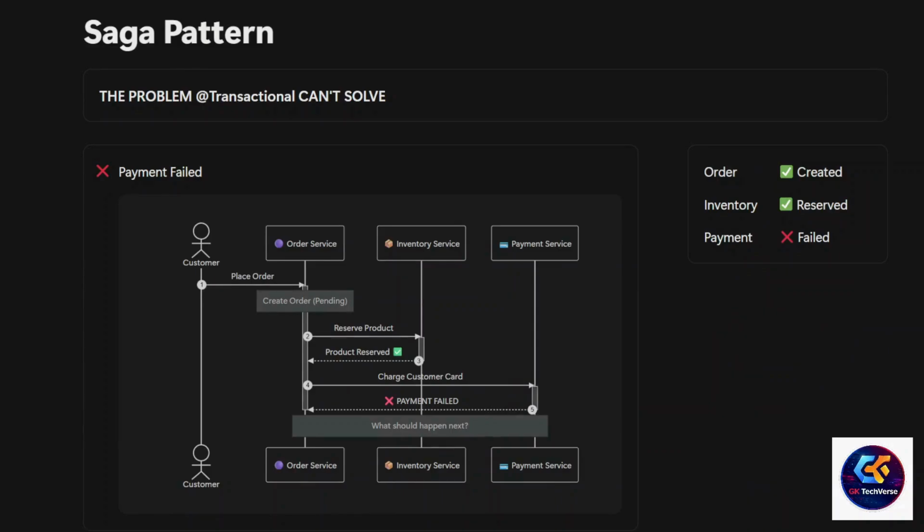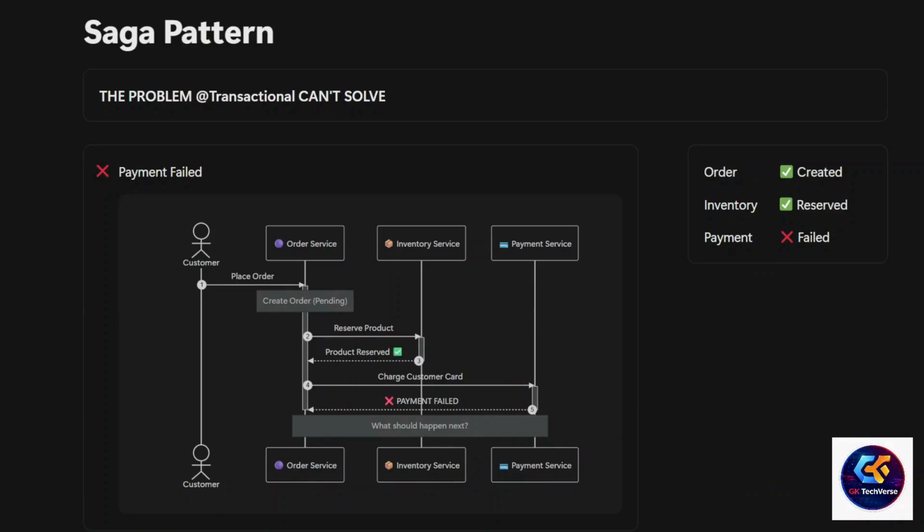So what should we do now? Can we simply add transactional annotation and roll back all three services together? The answer is no, because each service owns its own database. And that's one of the biggest challenges in microservice architecture. This problem is called the distributed transaction problem.